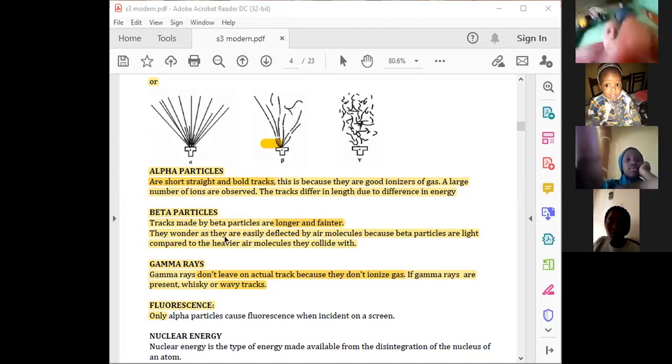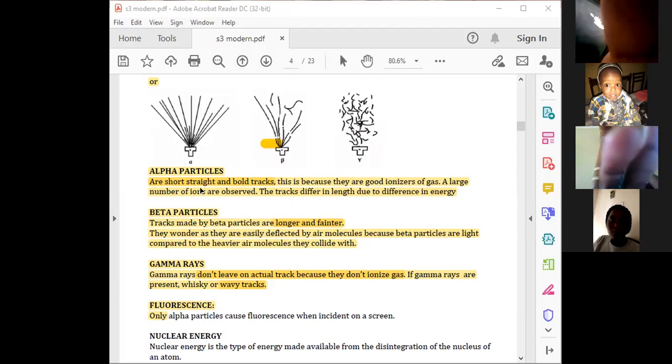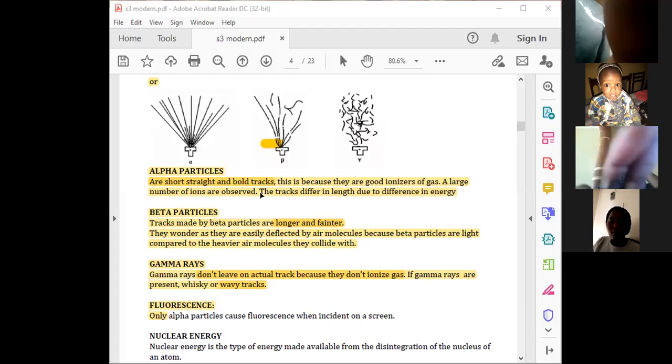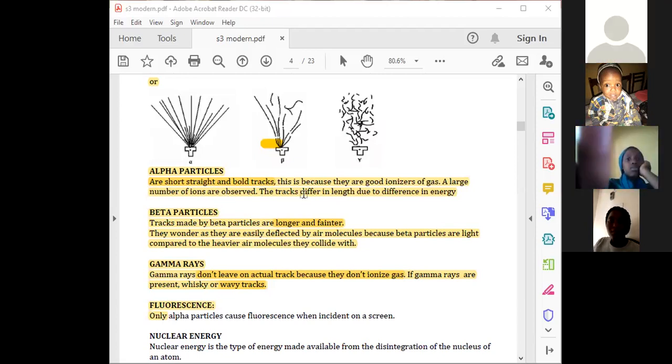Why did I say that the beta particles are longer than alpha particles? It's so simple. We have to compare the lengths and the energy.